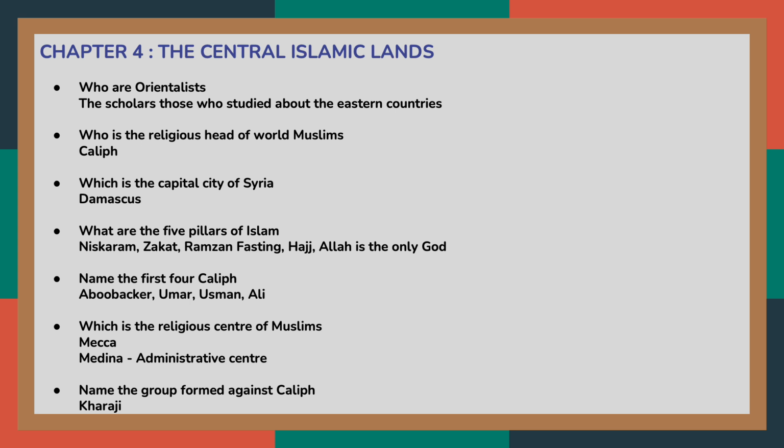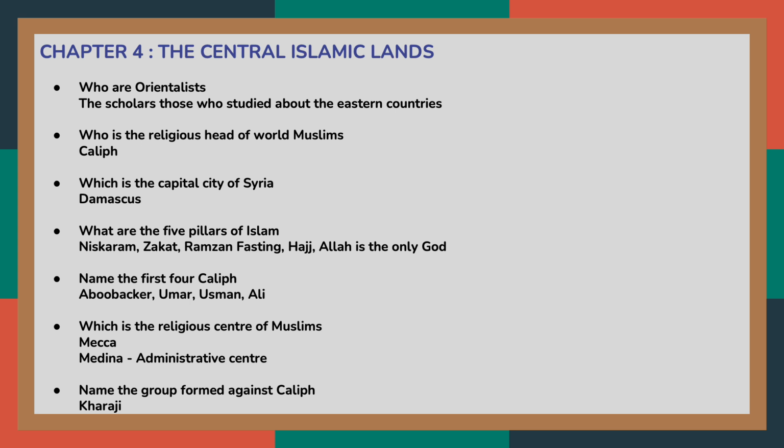Caliph is the religious head of the world's Muslims. Damascus is the capital city of Syria. Namaz, Zakat, Ramzan fasting, Hajj, and belief that Allah is the only God are the five pillars of Islam. The four caliphs are Abu Bakr, Umar, Usman, and Ali. The religious center of Muslims is Mecca and the administrative center is Medina.